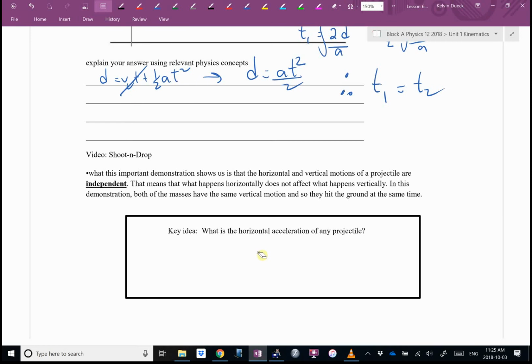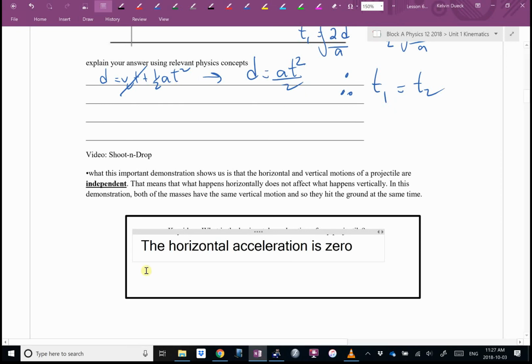Here's the key idea. What's the horizontal acceleration of any projectile? Put your pencils down, look up. Don't write this down. The horizontal acceleration is 0. What would be a good letter to use for acceleration? Everybody! What would be a good letter to use for horizontal? X. Horizontal.